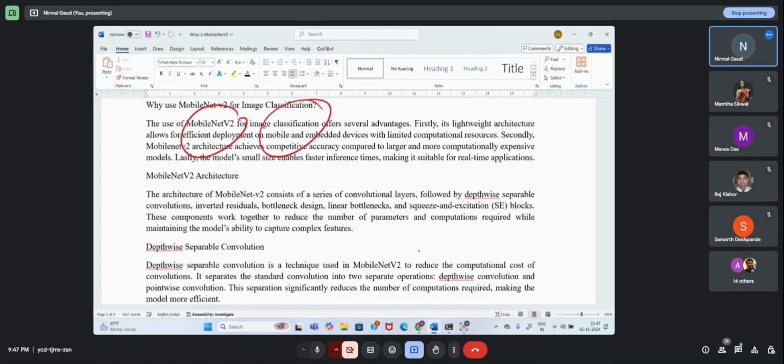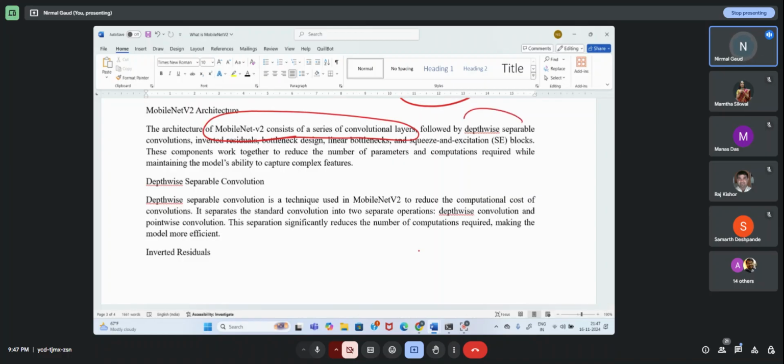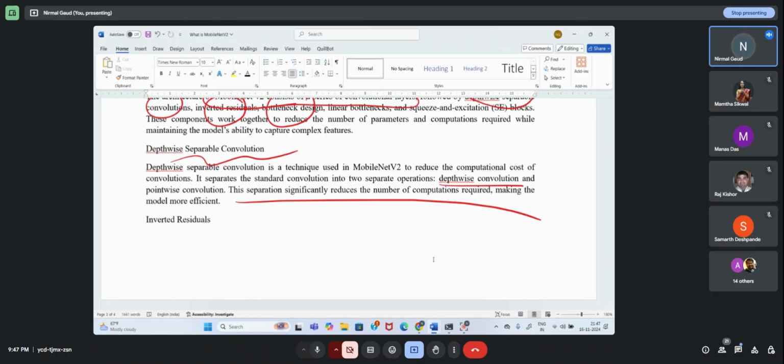MobileNet is used for image classification. Limited computational resources are required. It consists of series of convolution layers followed by depthwise separable convolution, inverted residual, bottleneck design. I will show. Depthwise separable convolution you very well know. अभी बताया था आज Xception का फंडा.